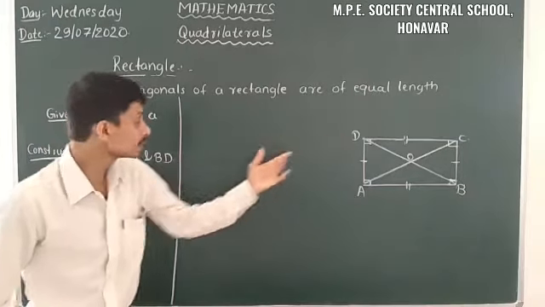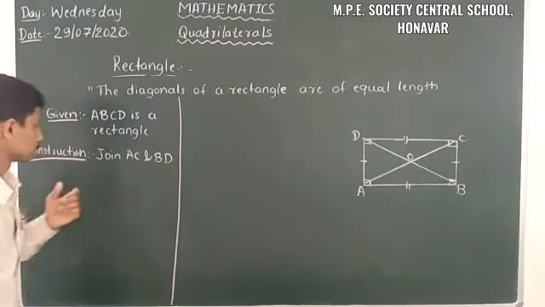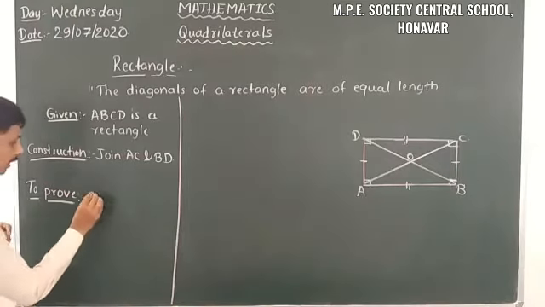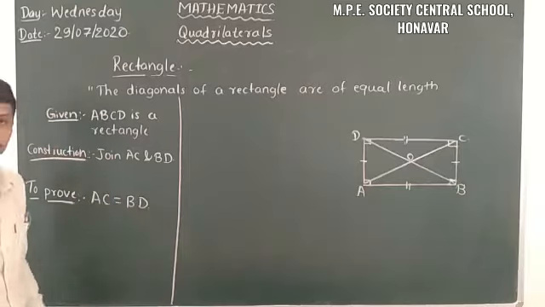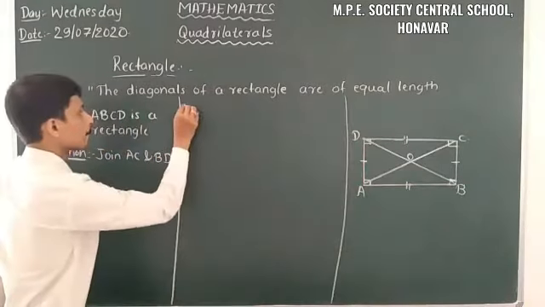What we have to prove is that AC is equal to BD. So what is to prove? To prove: AC is equal to BD. So let us move on to the proof.